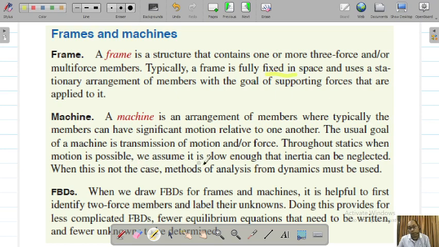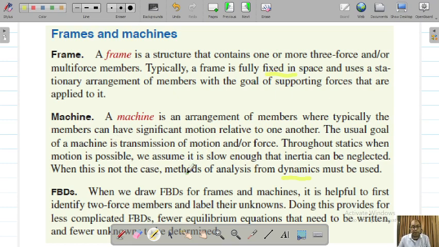Here we will assume that the motion generated by machines does not have any inertial effect. If it does have inertial effect, we will not study it in statics, rather we will study it in dynamics. Because we assume that the changes in the velocity are very slow, there is almost no change in the velocity, and when there is no change in the velocity, the acceleration will be zero.